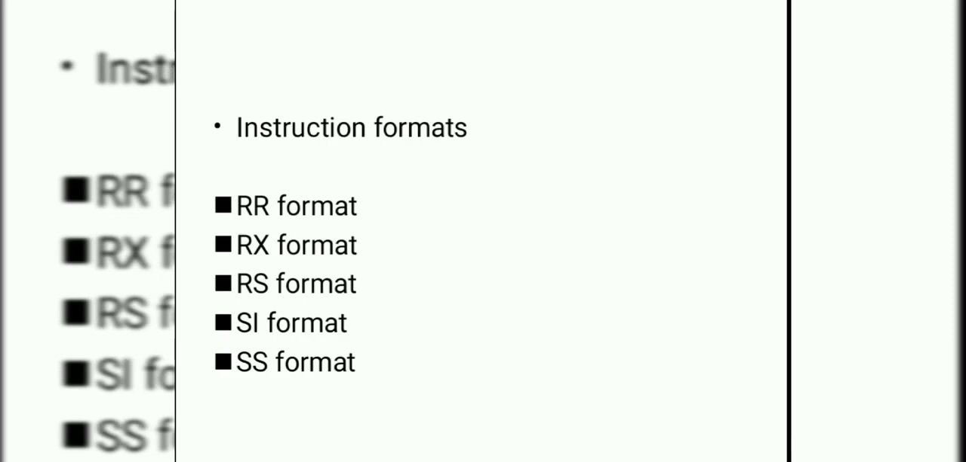IBM 360 has arithmetic, logical, control or transfer, and special interrupt instructions. The types of instruction differ in types of operands, and they are register operands, storage operands and immediate operands. And the formats are register to register format, register to index format, register to storage format, storage to immediate format and storage to storage format.